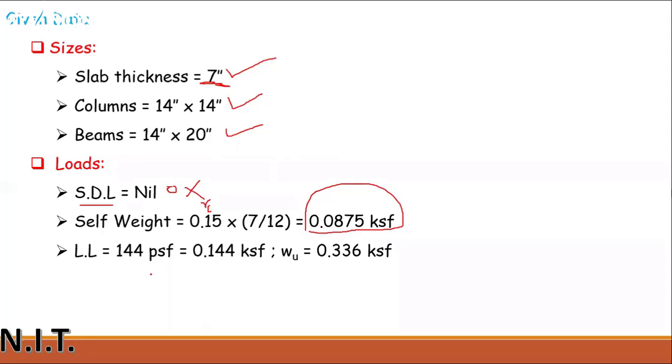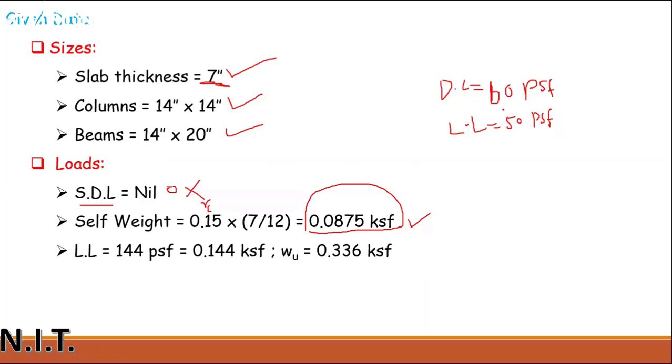Clear? But in your project, if you remember, your project has different values. Your dead load is, I guess, 60 PSF, and live load is, I guess, 50 PSF. So for your project you have to use these values, but in this example I am using this data: dead load is the self weight of the slab and live load is 144 PSF.